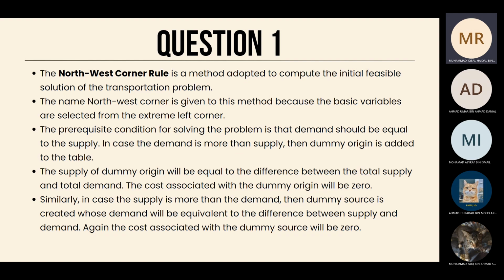Last one is similarly, in the case where the supply is more than the demand, a dummy source is created whose demand will be equivalent to the difference between supply and demand. Again, the cost associated with the dummy source will be 0.